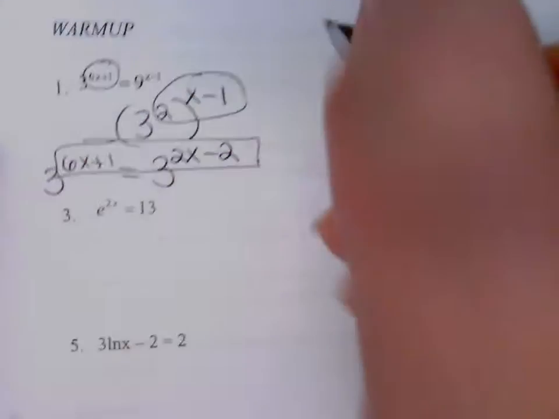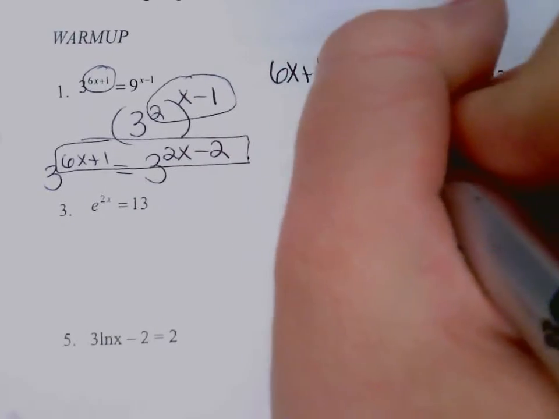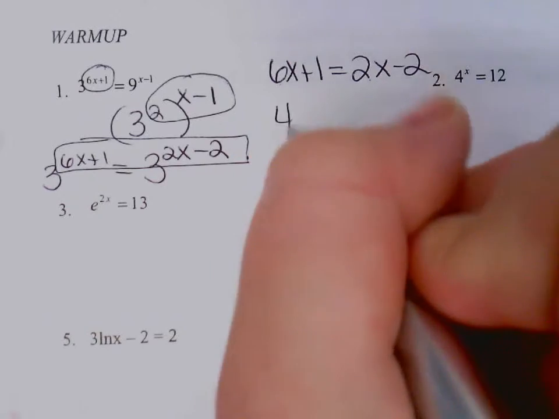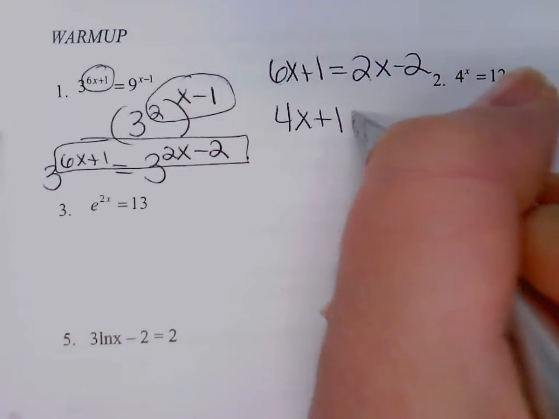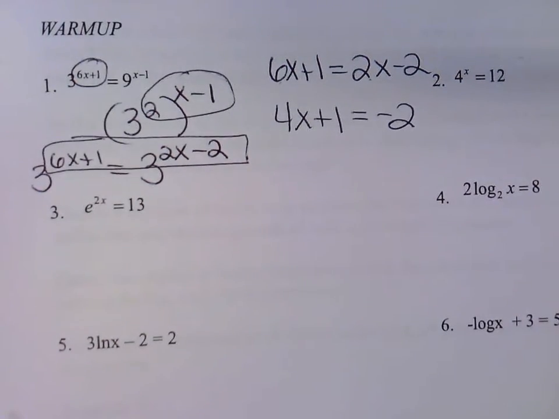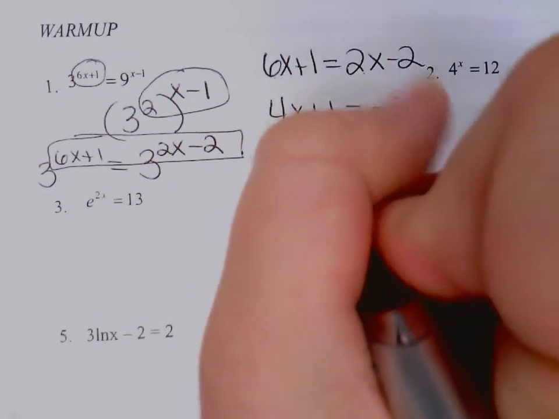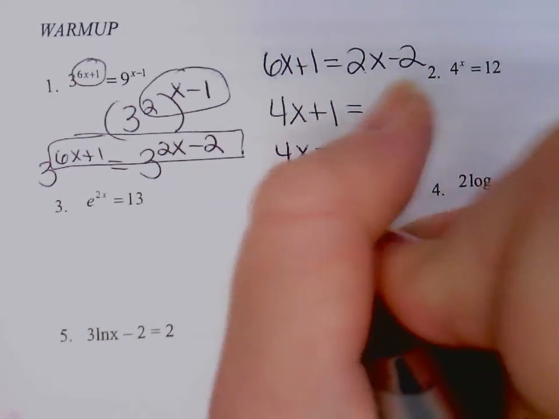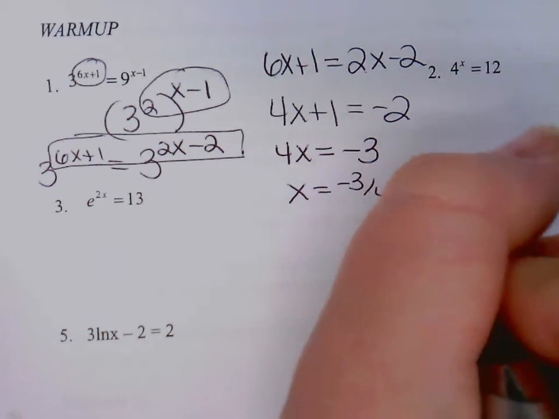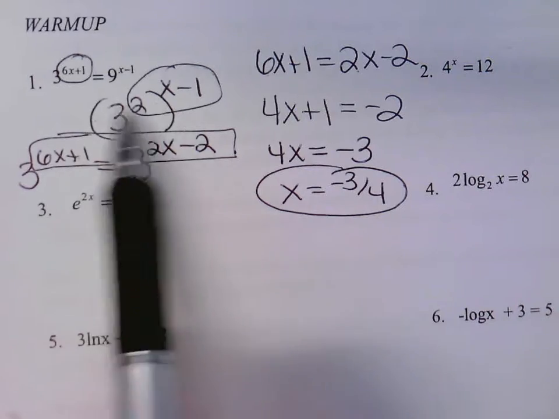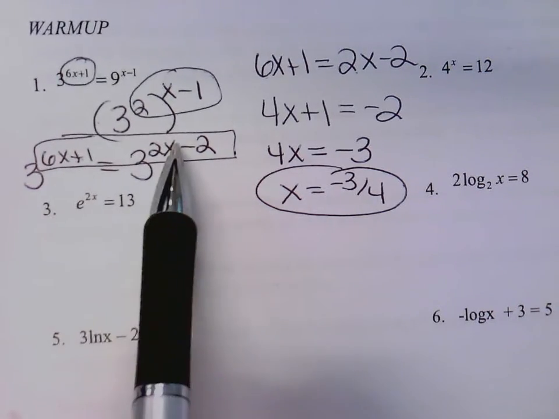So you're really just solving a linear equation, so you don't need a calculator. Subtract 2x, you'd get 4x plus 1 on this side. Now subtract 1, so you get 4x equals negative 3, so x is negative 3/4. So get your bases the same, set your exponents equal, and then solve the linear equation.